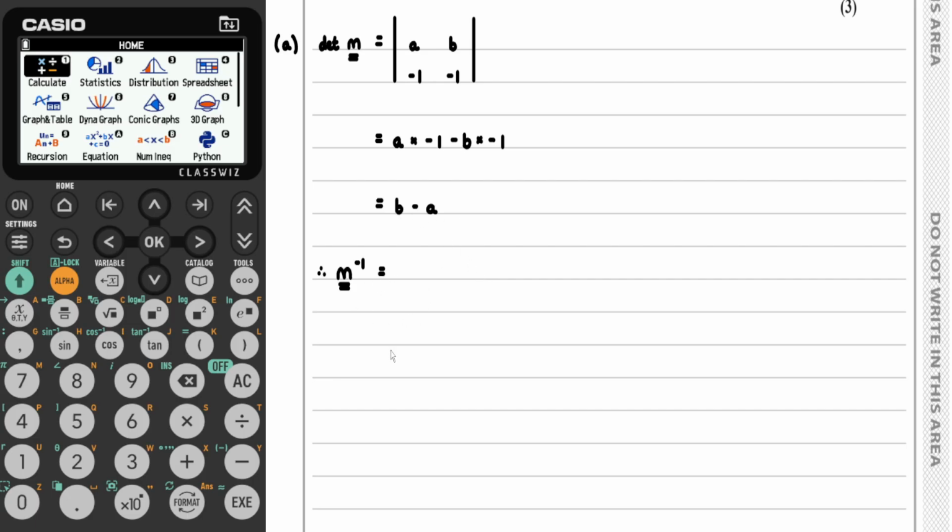So M inverse will be given by 1 over the determinant of M. So we have 1 over b subtract a multiplied by, now here we need to transpose the matrix. We need to swap the a with the negative 1, and we need to swap the negative 1 with a, and then we need to multiply the off-diagonal by negative 1. So we have negative b, 1. Here is the inverse of M.